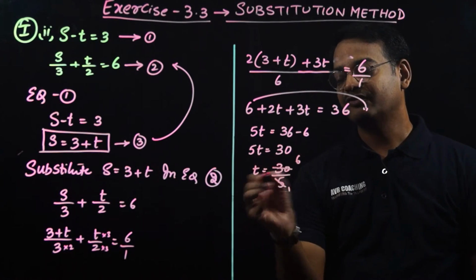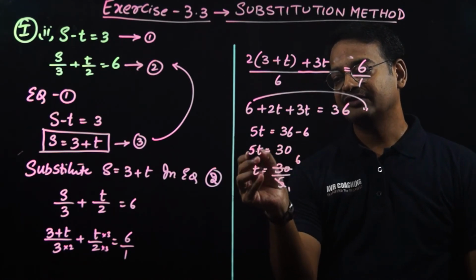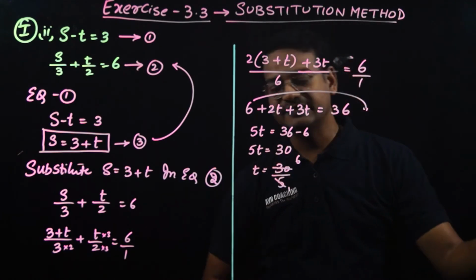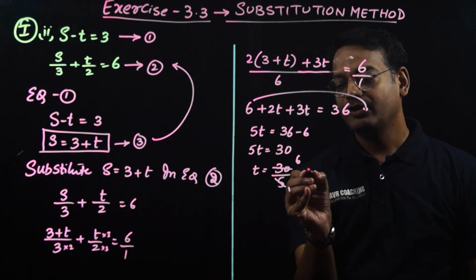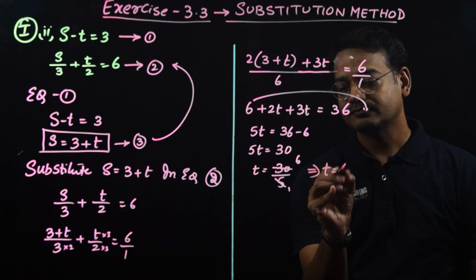So we are leaving t to the left hand side, and since it is multiplication, when you transfer this 5 to right hand side, it will be division. So 30 by 5 is equal to 6. Now we got t is equal to 6.